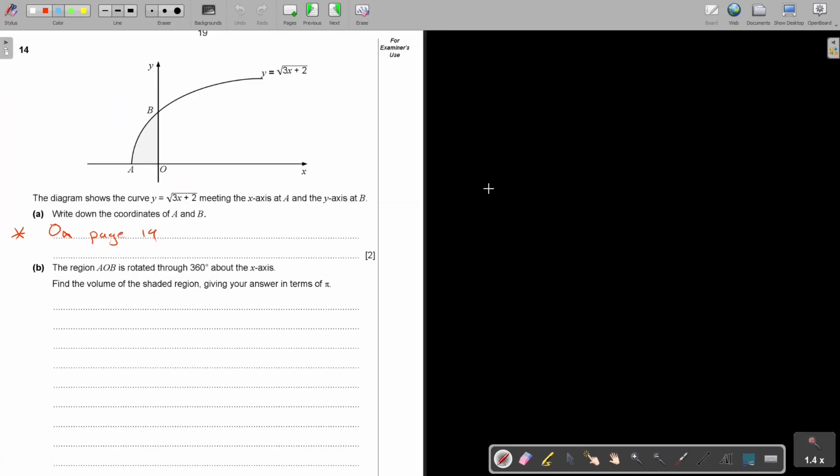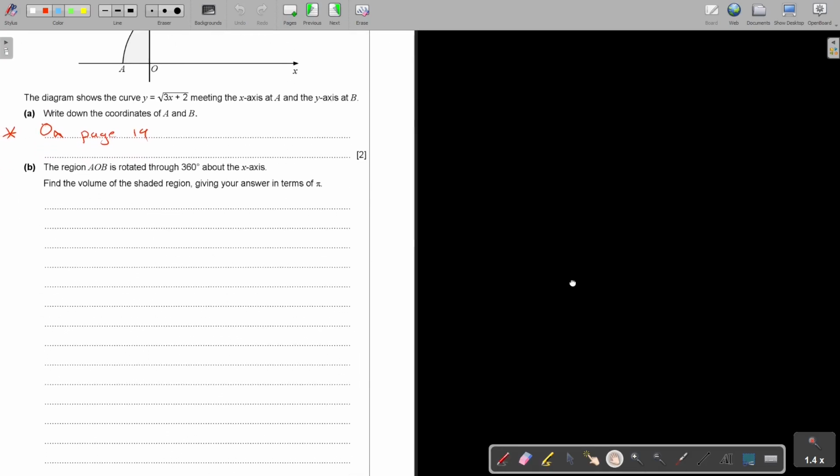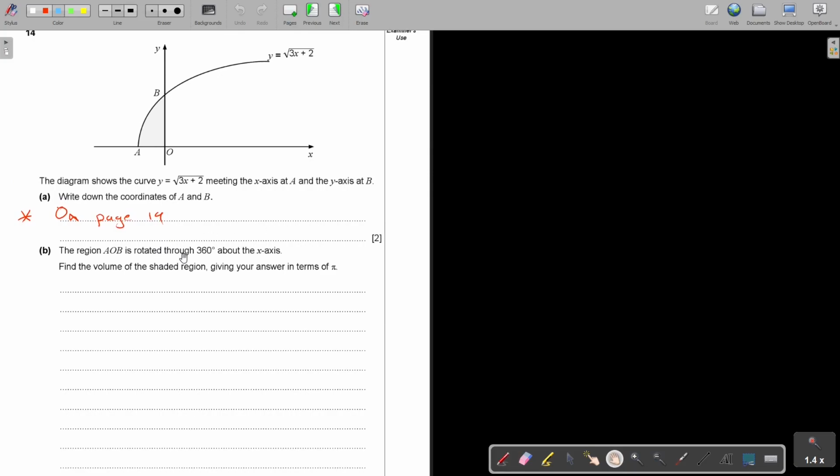So basically, number B, the region AOB is rotated 360 about the x-axis. Very important. Find the volume of the shaded region, giving your answer in terms of pi. Very important, in terms of pi. So don't forget that this was now -2/3, which I'm going to use. This was not, because it's the x-axis.